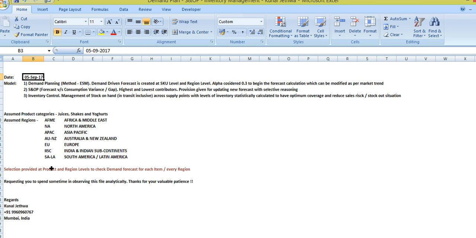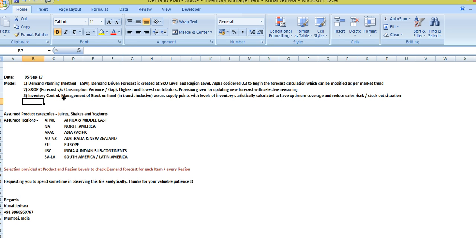So that's all today. Just to close this, I would like to specifically have a small synopsis on what the file talks about. It is a demand planning using the method of exponential smoothing. The forecast is demand driven at SKU and regional level, and the alpha considered is 0.3 to begin the forecast with, and can be modified using the market trend.